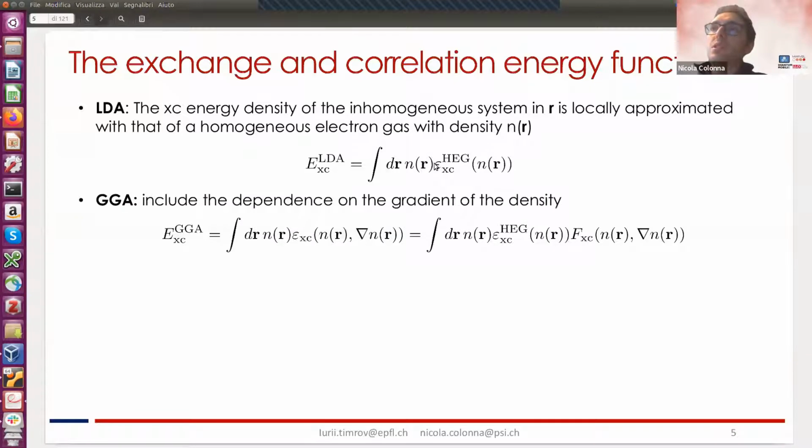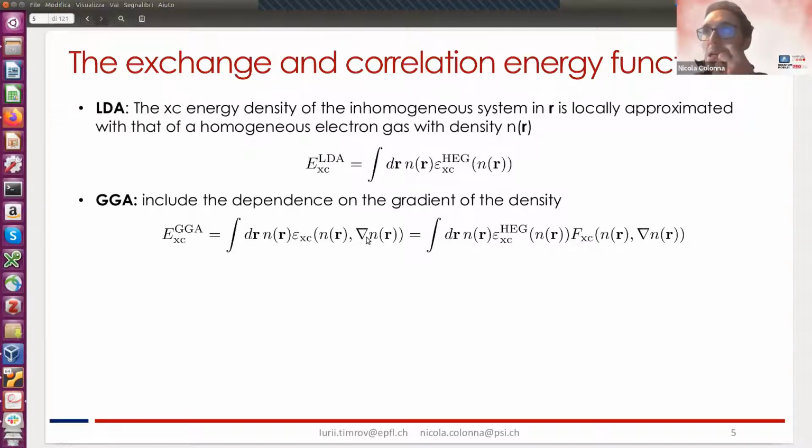And this approximation is good for many materials in most cases, but has some limitations. For this reason, people also try to improve it. And the very first big improvement was the generalized gradient approximation, where essentially you include not only the information about the local density, but also the information about the gradient of the density.